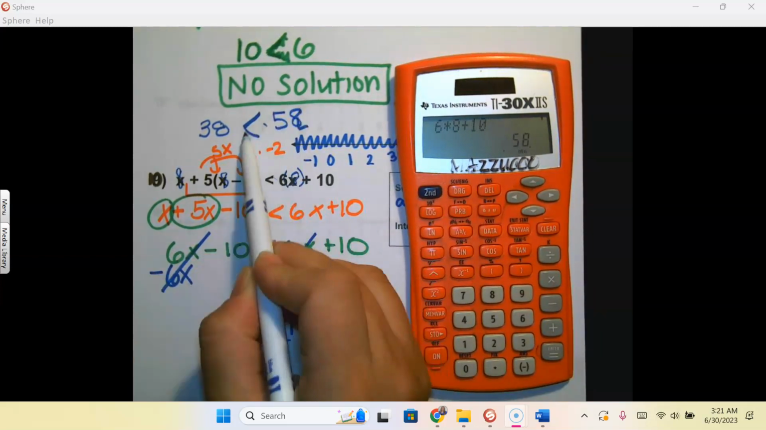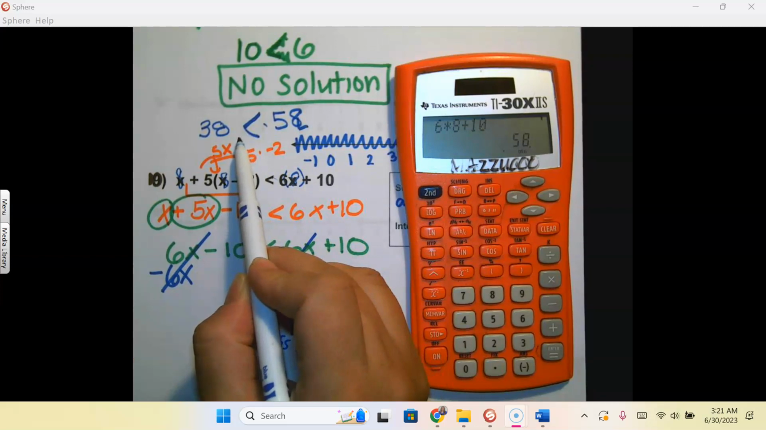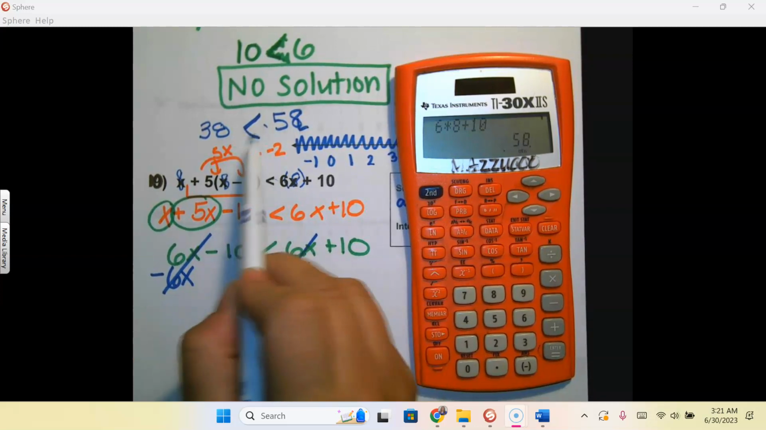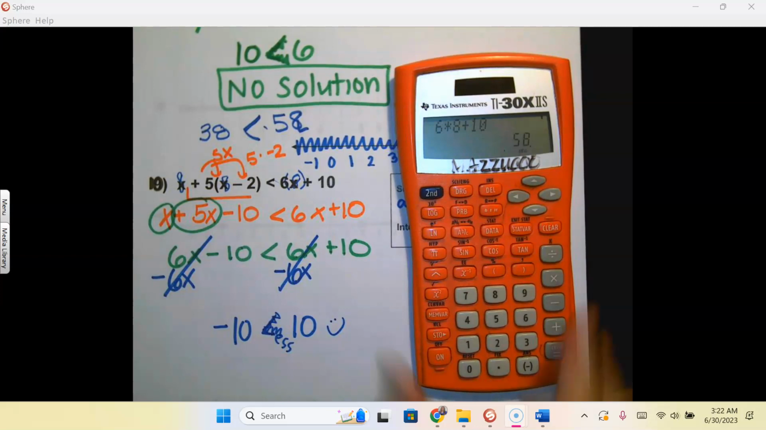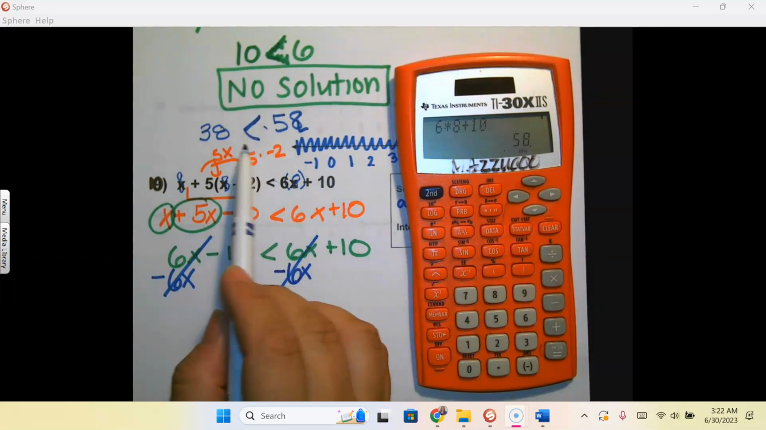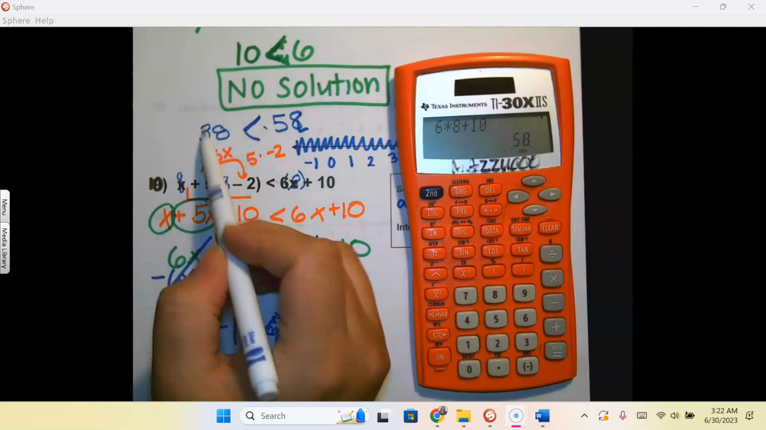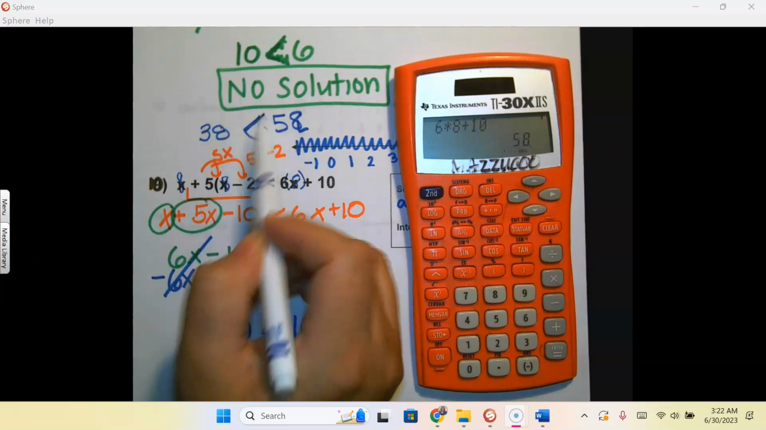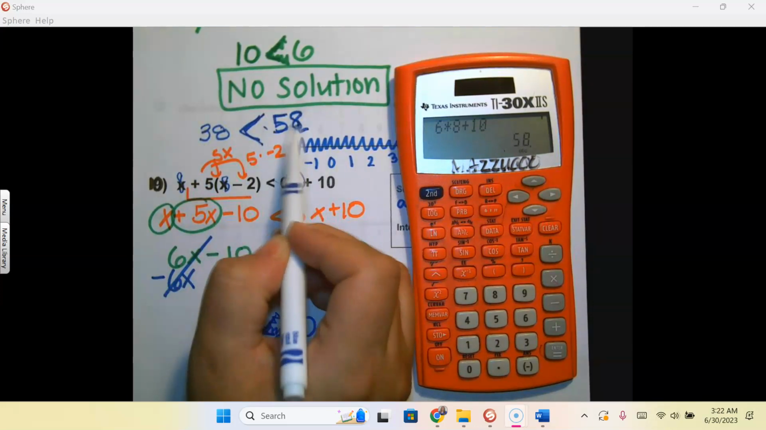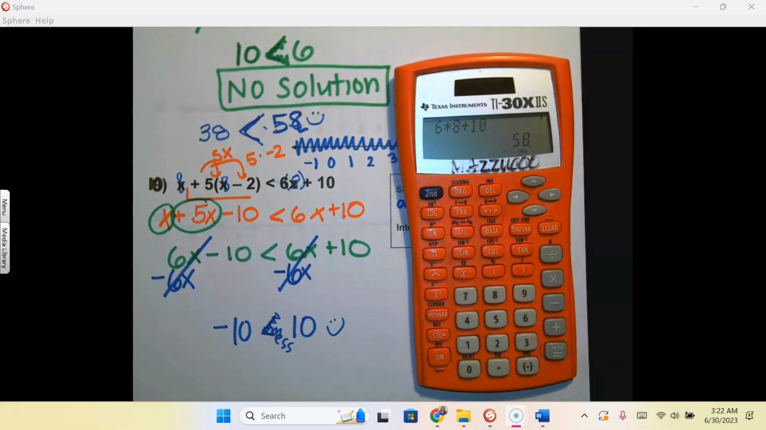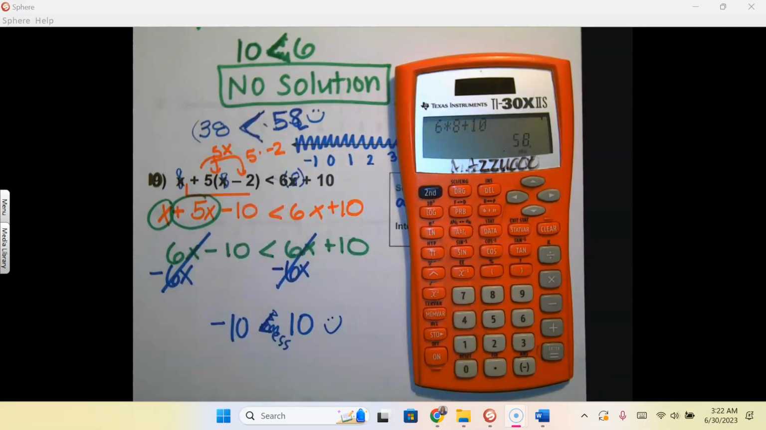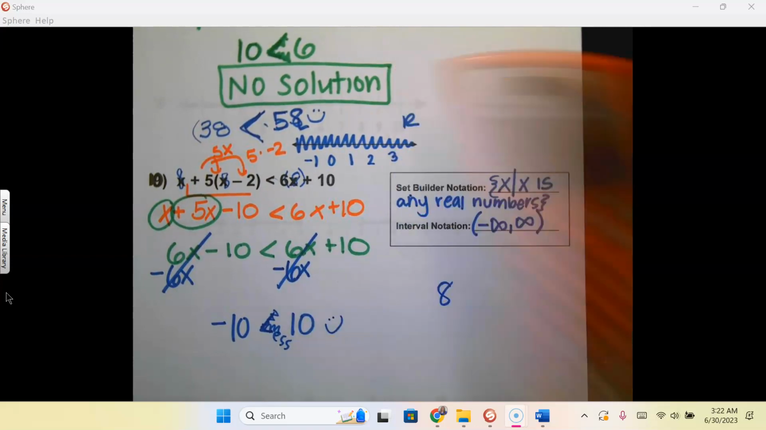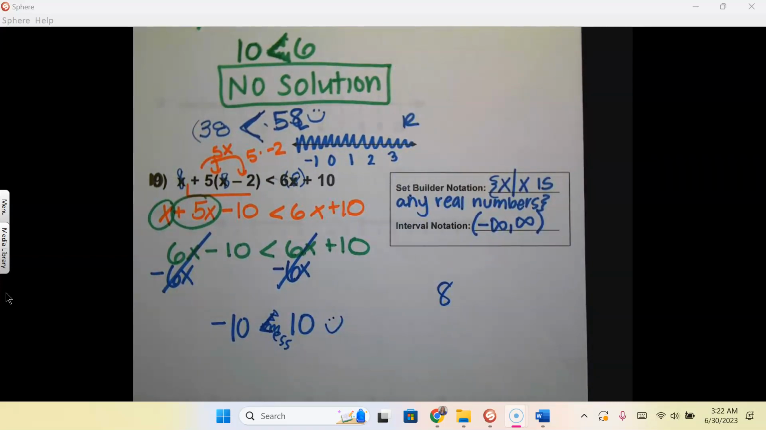Now, since this is not an equation, an equal, it means you're not going to get the same thing on both sides, but since this is an inequality, this should be true. So this says 38 is less than 58. Yep, that's true. So any number you pick will always make this a true statement. That's what all real numbers means.